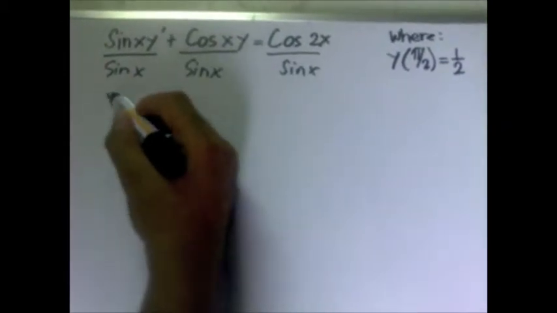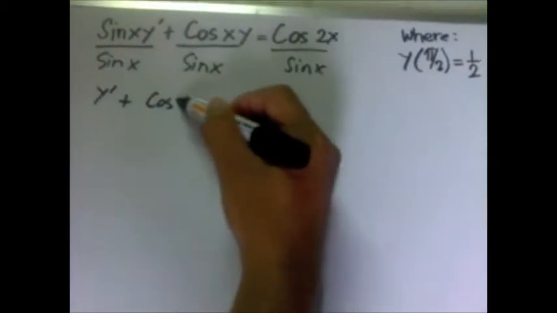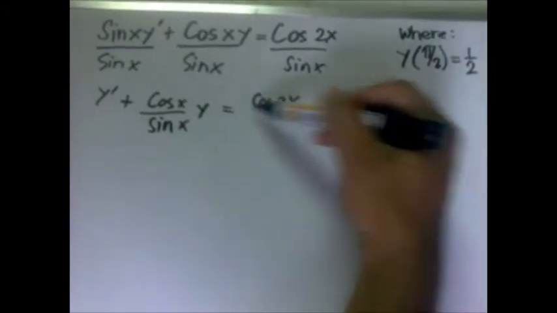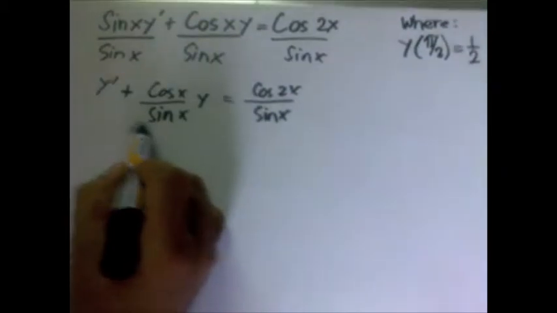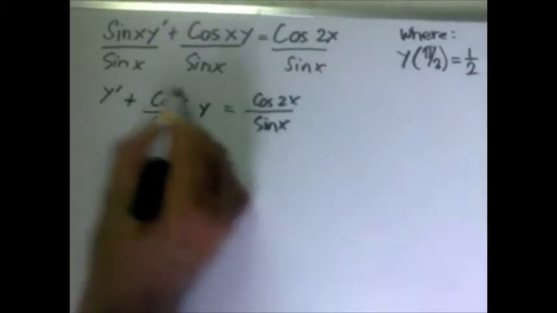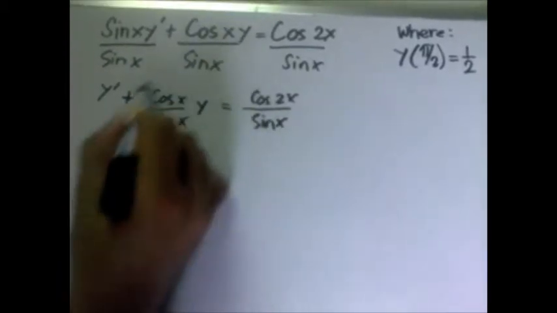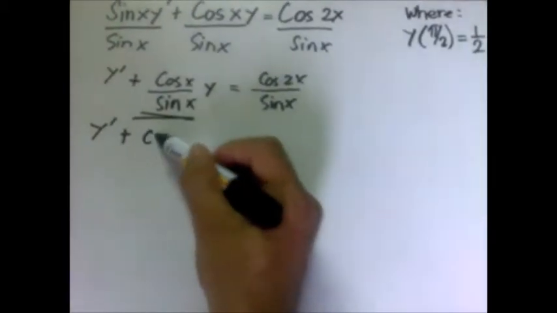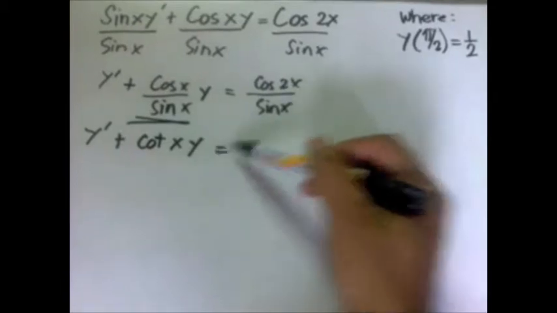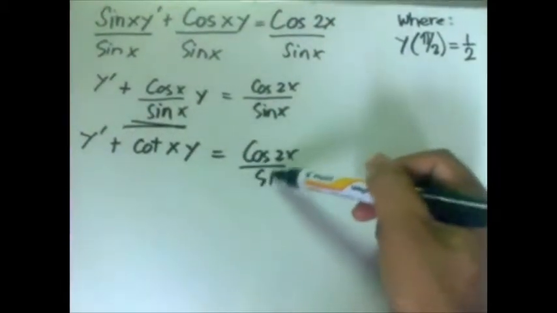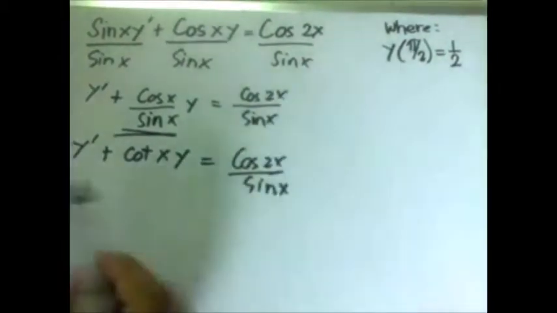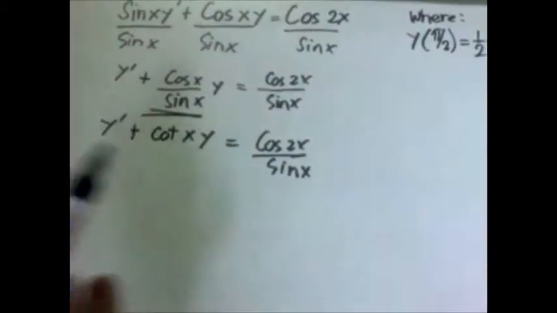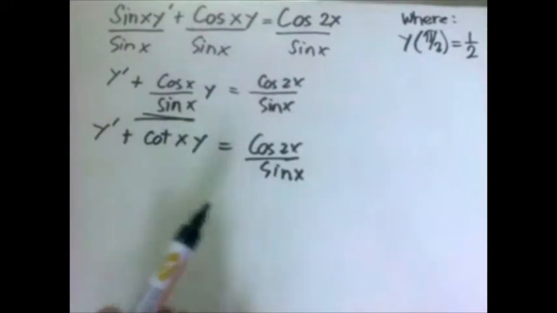So the equation now becomes y prime plus cos x over sine x y is equal to cos 2x over sine x. Now, consider the second term of the equation, cos x over sine x. This is one of the identities of the trigonometric functions. So to simplify it more, y prime plus cotangent x y is equal to cos 2x over sine x. If you observe, the given equation is now in the standard form where the linear differential equation technique will be used.